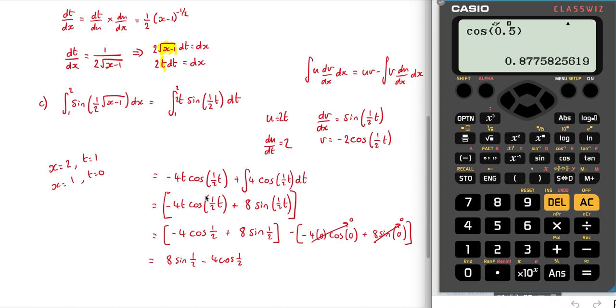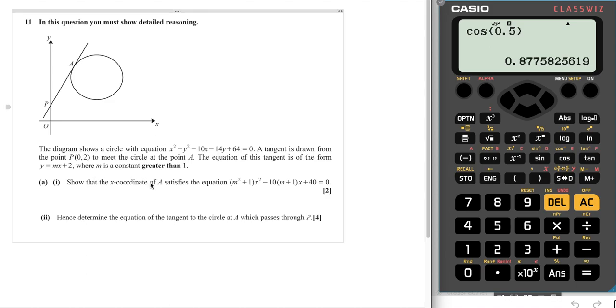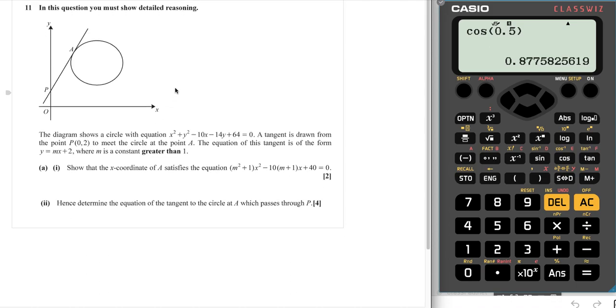Right, and we are rapidly getting towards the end. I want to try and get that done pretty quick. Right, question 11. Must show detailed reasoning. In the diagram, the circle meets the equation x squared plus y squared minus 10x minus 14y plus 64 equals 0. Tangent is drawn. What do we know about this? Not very much. Let me find out some information about this circle. Let's find the centre and the radius. It's going to be helpful here.